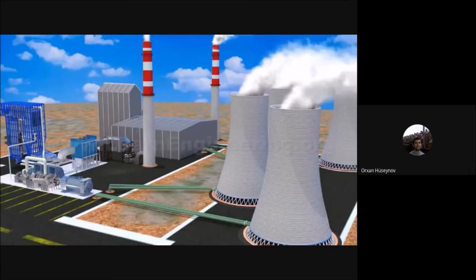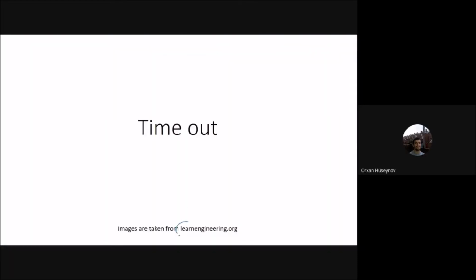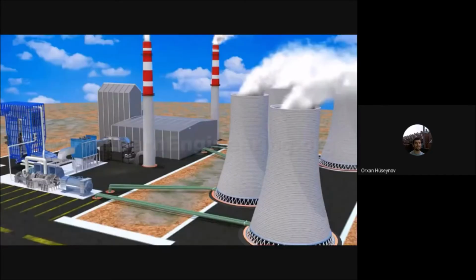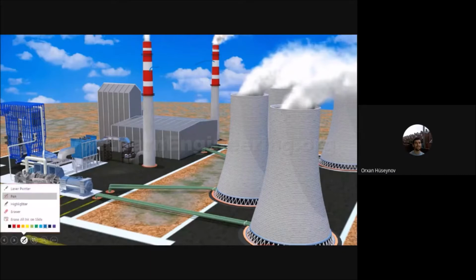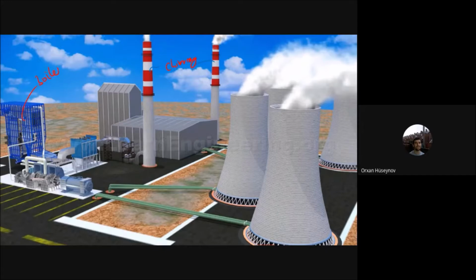Now for the real Rankine cycle, I have pictures from Learn Engineering. You can get those pictures from that website. This one shows the real Rankine cycle, and here you again have the chimneys. Let's start one by one. This one is the boiler here.